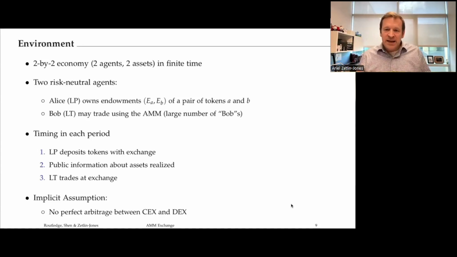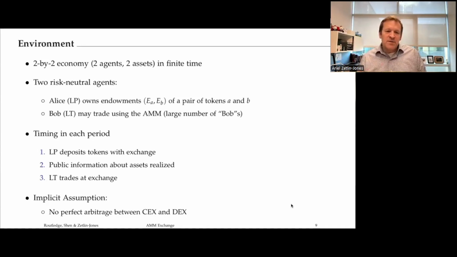I'm going to apply it thinking about crypto tokens, but I'm going to use A and B, think apples and bananas. I'm going to have two risk neutral agents. I'll tell you why I assume risk neutrality and where I think it might matter later on. But for now, let's take two risk neutral agents. I'm going to have a liquidity provider. If you like, think of her as Alice. She initially owns some quantities of tokens A and B. And then I'm going to have a potential trader, really a large number of traders in every period. I'll call them Bob, who can trade using our AMM.